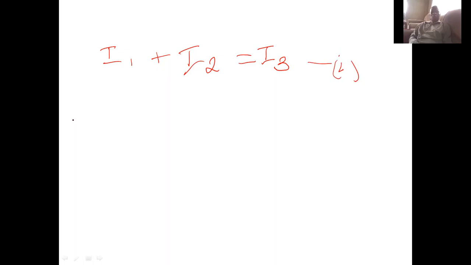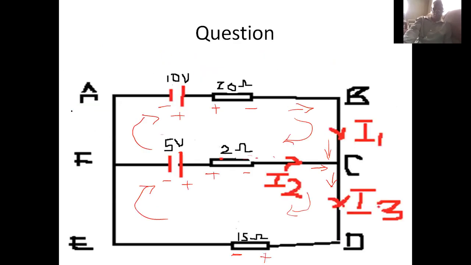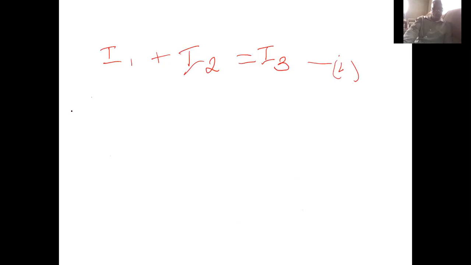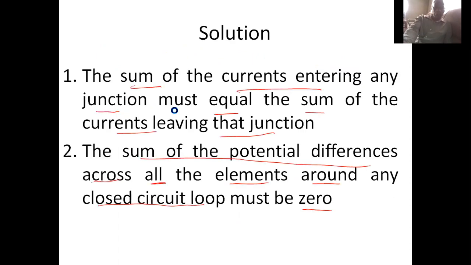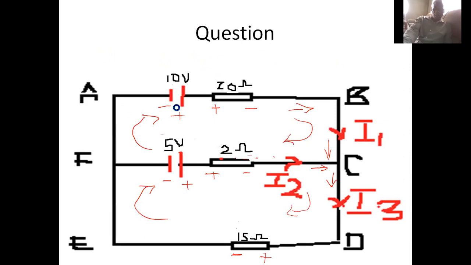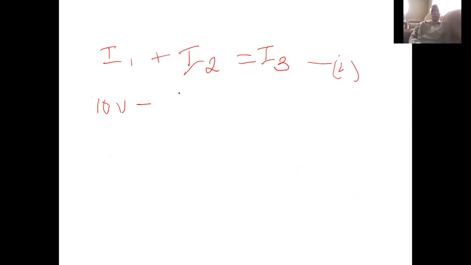Now we apply the loop rule. The first part of the equation is 10 volts, and that is positive. So we're going to have 10 volts minus 20 ohms multiplied by current 1.